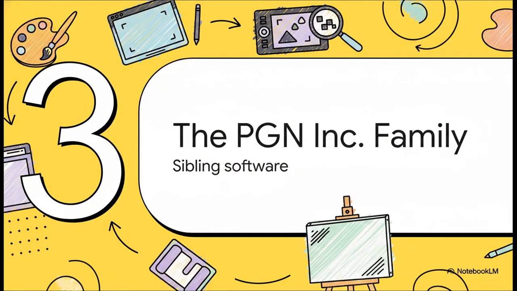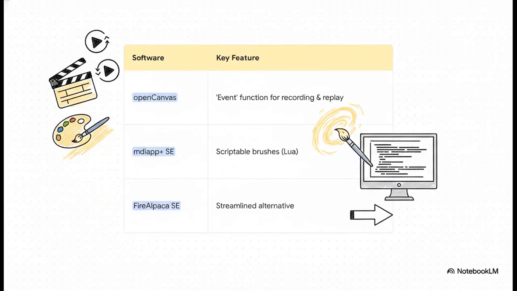So to really understand openCanvas, it helps to see the neighborhood it lives in. It's made by a company called PGN Inc., and they've actually got a whole family of art tools. And what's super interesting here is how they've carved out a unique space for each tool. You've got openCanvas with its amazing replay feature. Then there's MediaApp Plus SE, which is for the more tech-savvy artists who want to actually code their own brushes. And Fire Alpaca SE is another great streamlined option. Knowing this helps you see exactly who openCanvas is for.